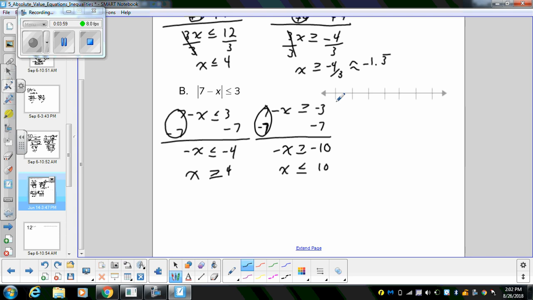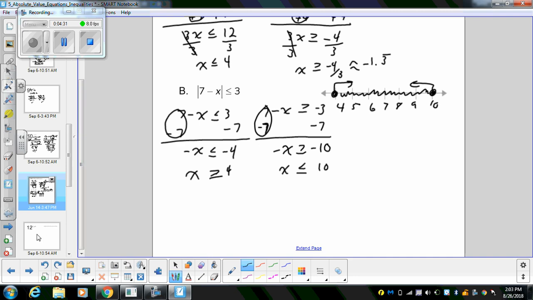So let's see. So this would be 4, 5, 6, 7, 8, 9, 10. So at 4, it's going to get a closed circle because of the line underneath it, and it's pointing to the right. At 10, it's going to get a closed circle because the line underneath it, and it's pointing to the right. So you'll see once again that I'm just going to shade in between the two numbers because it is a less than inequality.